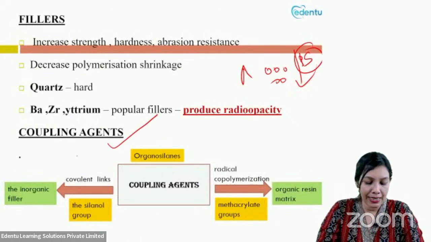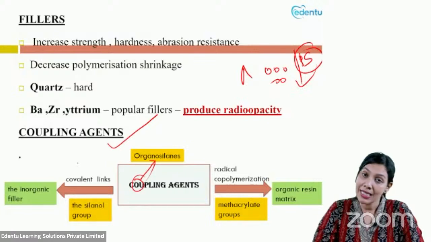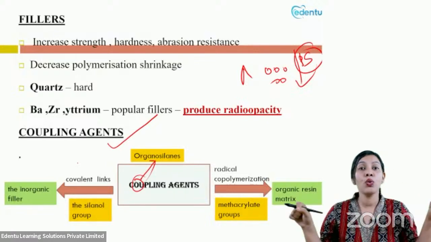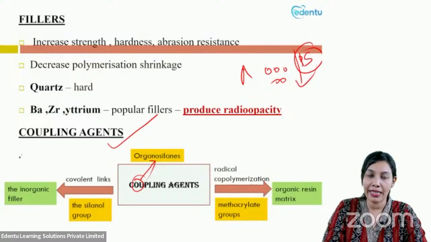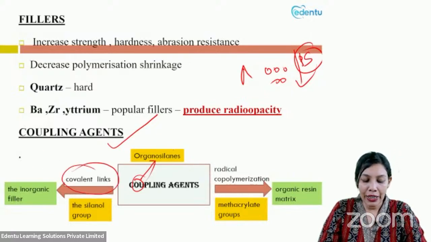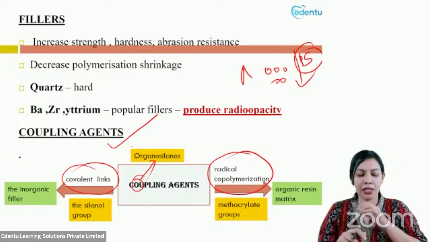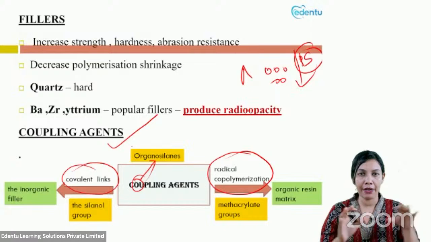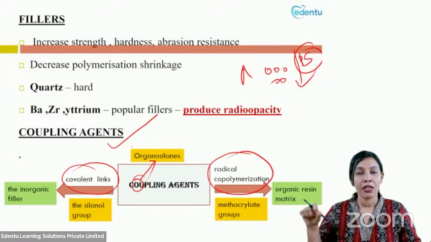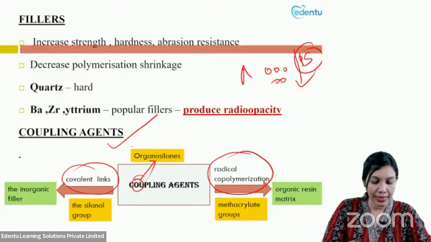Talking about the coupling agent, as I said, it is organosilanes. Organosilanes have two linking processes. One is covalent link, the other is radical copolymerization. Just memorize this chart. Organosilane is a coupling agent. It has two parts: covalent link on one side, radical copolymerization on the other side. Okay.